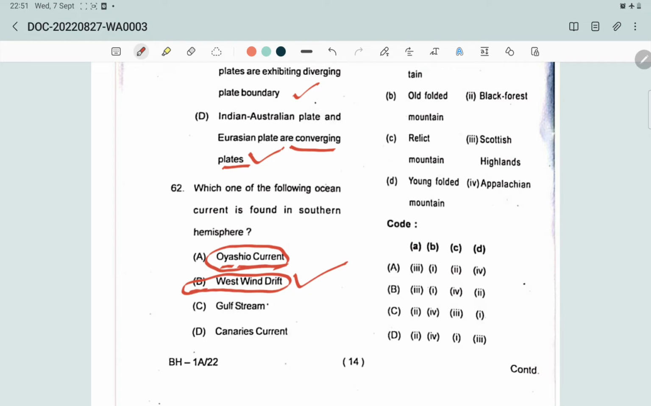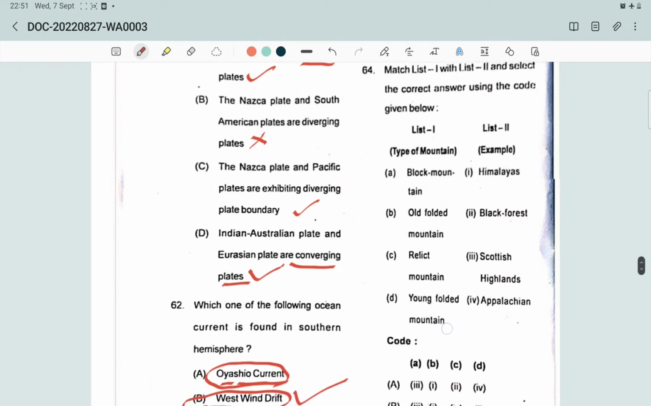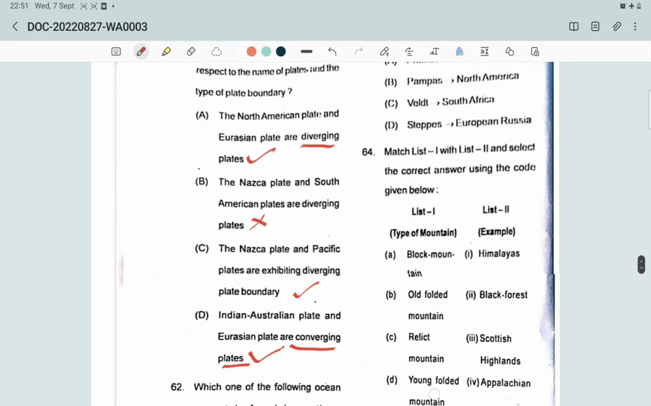And the Gulf Stream is a warm and swift Atlantic Ocean current that follows the eastern coastline of the USA and Canada before crossing the Atlantic Ocean towards Europe, and it is also in the northern hemisphere. Then the Canaries current is a wind-driven surface current that is a part of the North Atlantic gyre. It travels north to south along the African coast. And the answer is the West Wind Drift.